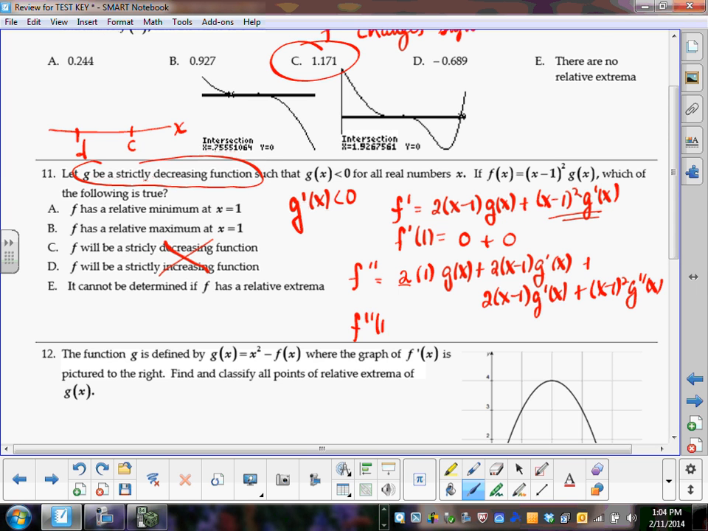So the second derivative at 1 is 2 times g of 1. And all of the other terms have x minus 1 in them. So if I substitute 1 into here or here or here, these pieces actually cancel out to 0. So the second derivative is 2g of 1. And since g is always less than 0, the second derivative of f is less than 0. So what we have is f prime of 1 is 0, and f double prime of 1 is less than 0. So we have a concave down function with a 0 slope. So that means we have a relative maximum.